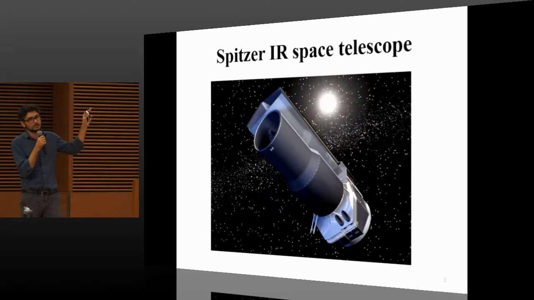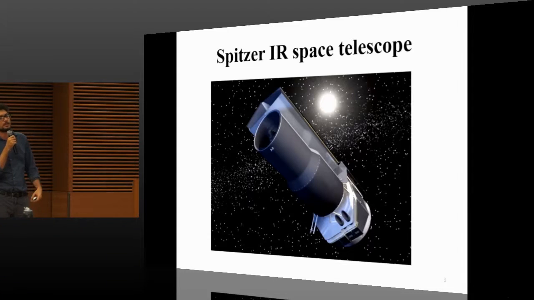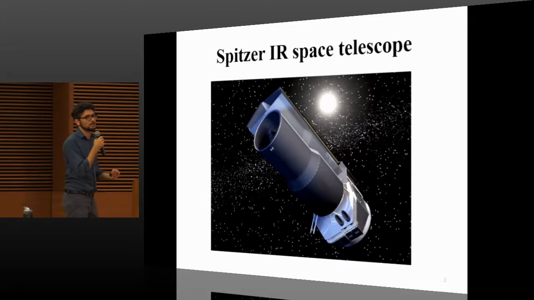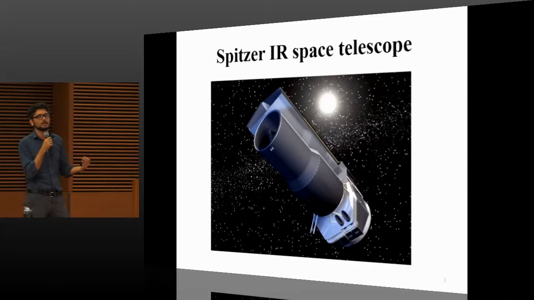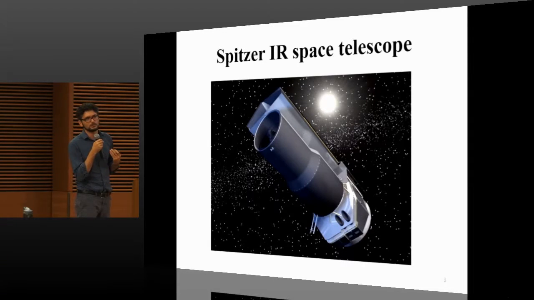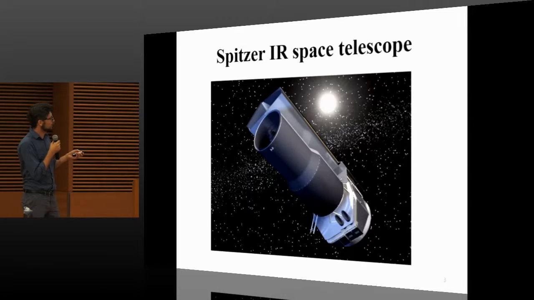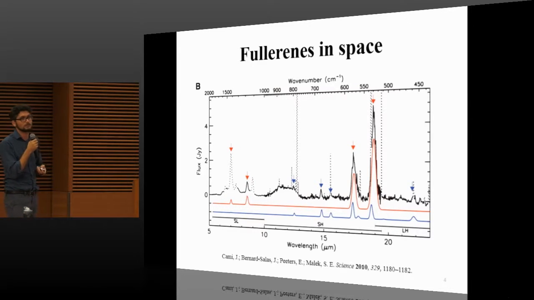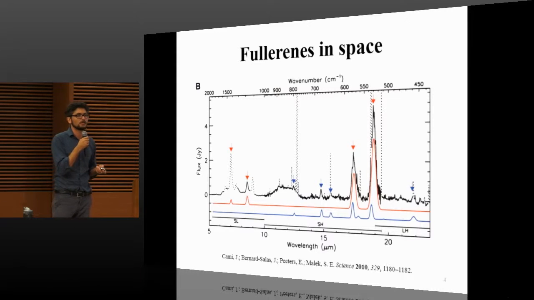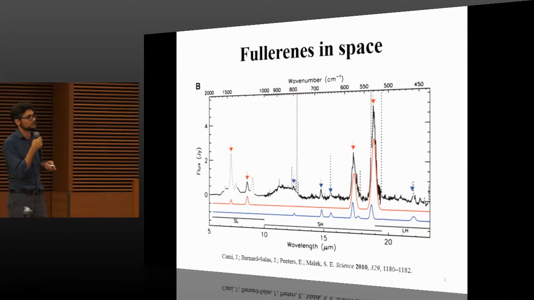This is the telescope. This is called Spitzer, and it collects signals in the IR, infrared region. What eventually we're going to do is get our spectra and then compare our results with the data coming from this telescope, and if they match, we can prove the presence of metallofullerenes in space. And that's how they discovered C60 and C70 for the first time in 2010.